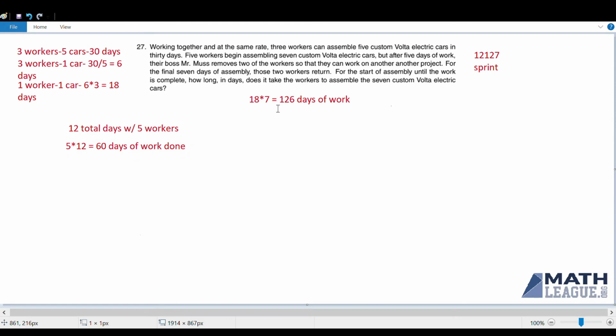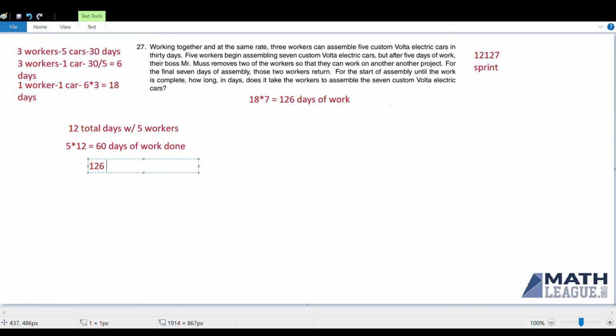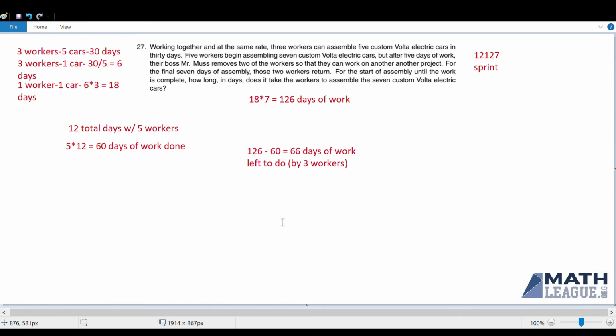We need this 126 days of work to be put in. So that leaves us 126 minus 60, or 66 days of work left to do. And we know that 2 of the workers leave this assembly line, and the rest of this work is done by 3 workers. So this is the other section of the work. It's the portion of the work done by the 3 workers instead of by 5.